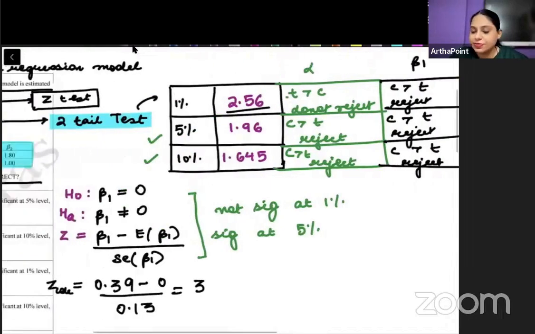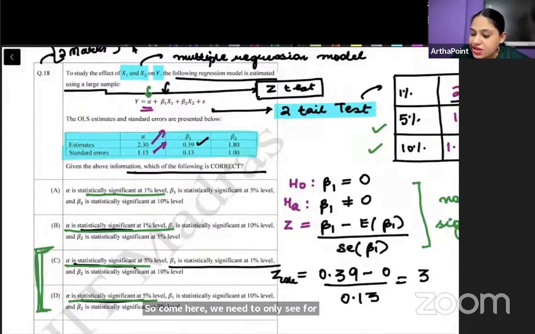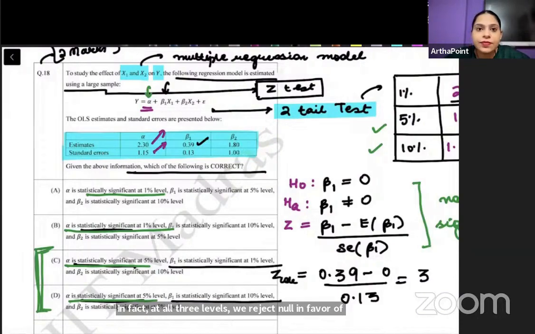1%, 5%, 10%. So here, we need to only see for C and D. Beta 1 is statistically significant at 1%. It is statistically significant at 10%. That is correct. It is significant at both the levels, right? In fact, at all three levels, we reject null in favor of alternative. So it is statistically significant.